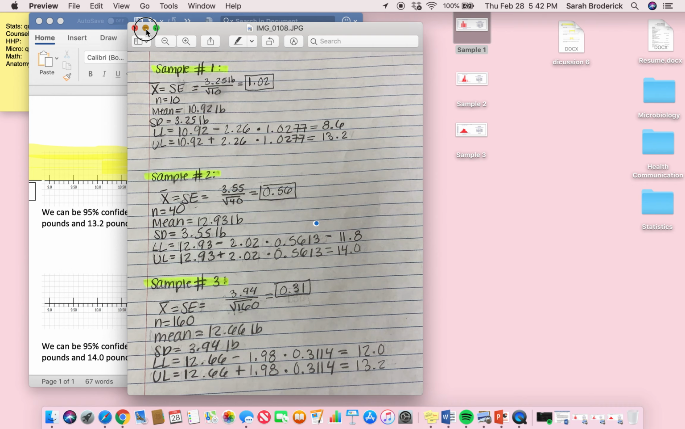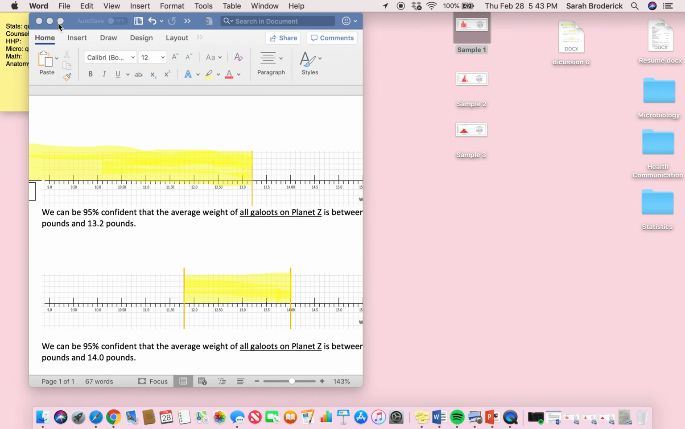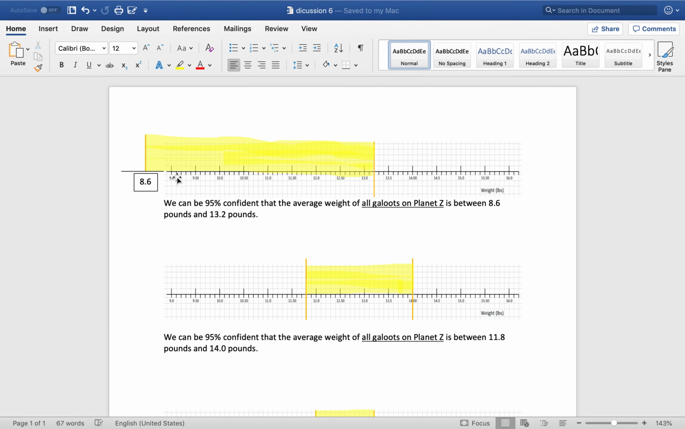And then from there, I will take you to my confidence interval and graph. So this is for sample 1, and I said we can be 95% confident that the average weight of all GLUTEs on planet Z is between 8.6 pounds and 13.2 pounds. And it got kind of cut off because there wasn't enough room.